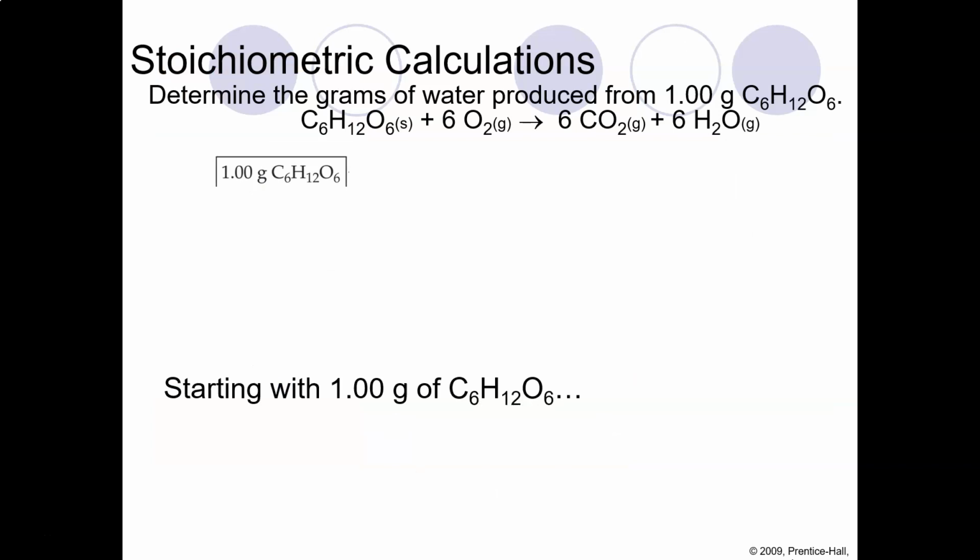We need to determine the grams of water produced from 1.00 grams of C6H12O6, so sugar. So there's the balanced chemical equation. What I would normally do is write down grams of water on the right-hand side, and then write 1.00 grams C6H12O6 on the left-hand side, and then start doing unit factors.